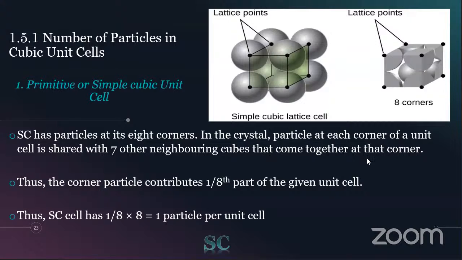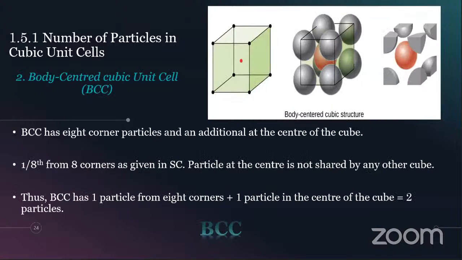What about BCC? In BCC, how many particles are there? 2. Very good, Ansh. Can you explain how? So 1 particle from the corners and 1 from the center. This is how you get it in BCC. Very good, 1 at the center. This one, the red one that you see, is it shared by any other unit cell? No, that belongs to this unit cell only, and therefore it is considered as one entire, and the corners are considered as one. So you get 2 particles in BCC.